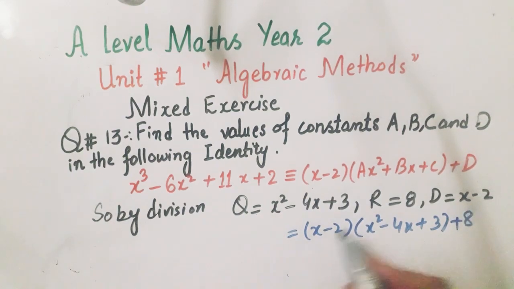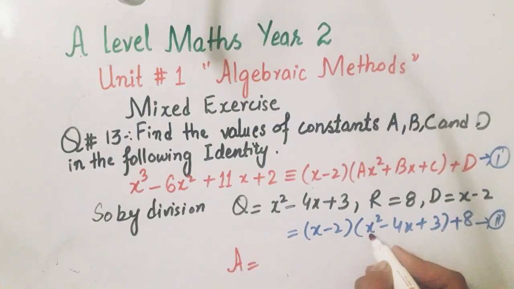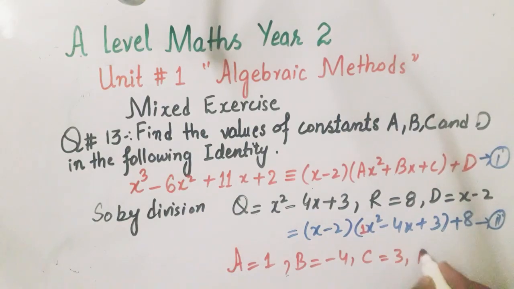Now compare equation 2 and 1. By comparing these two equations, we will easily find the values of a, b and c. So a is 1, b is minus 4, c is 3 and d is 8. So this will be the answer. Now we will solve question number 14.